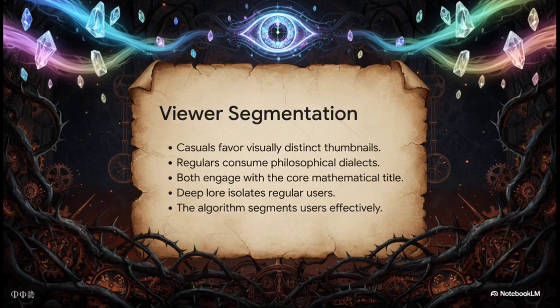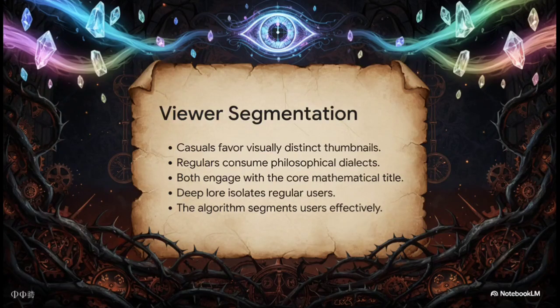To quickly sum up the behaviors here, casuals are skimming for distinct visuals and broader concepts. Regulars are digging into the deep philosophical dialects. Fascinatingly, both groups actually bite on the core mathematical equation title. Guess math is just universally intriguing, right? But at the end of the day, the deep lore acts as a wall, isolating the dedicated regulars from the top-of-funnel masses.